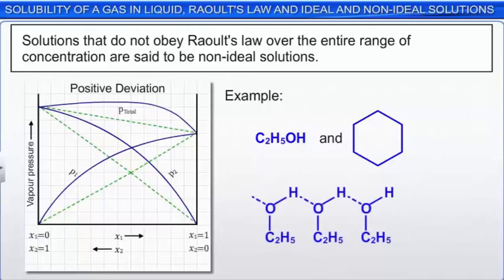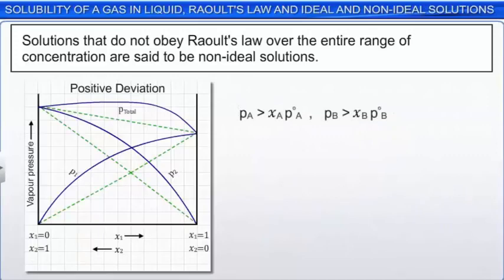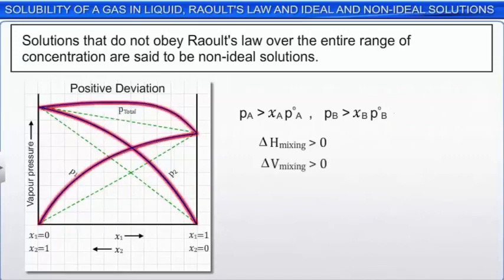Ethanol exists in highly associated form due to hydrogen bonding. On addition of cyclohexane, its molecules get in between and there is a considerable reduction in ethanol-ethanol hydrogen bonding. As a result, it becomes easier for the ethanol molecules to escape into the vapor phase, and thus we see the positive deviations from Raoult's law. For a positive deviation, delta H mixing is greater than 0 and delta V mixing is also greater than 0.